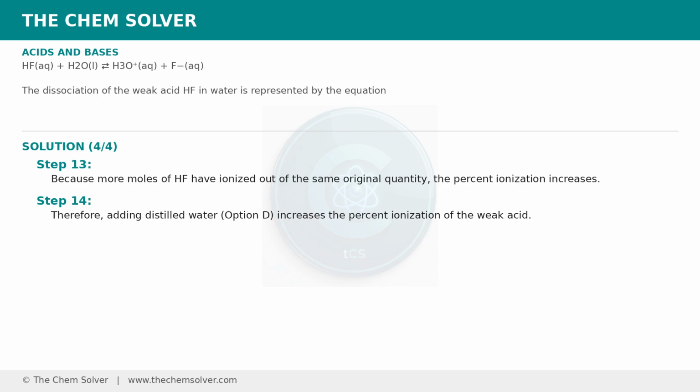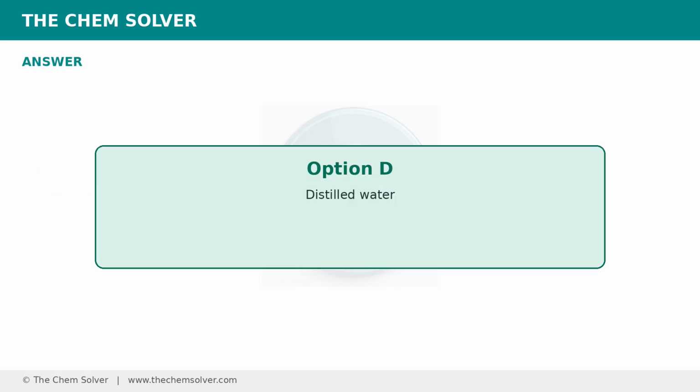Therefore, adding distilled water, option D, increases the percent ionization of the weak acid. The correct answer is option D, distilled water.